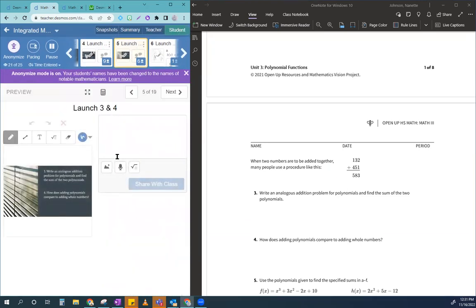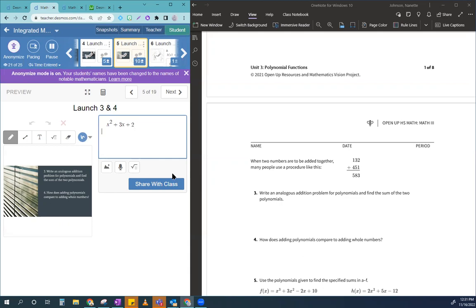So I'm going to write that. I'm going to make you write it for me. So how do I write 132 as a polynomial? I'm just pretending. How would you write an analogous polynomial for 132? You already have it. I just want you to say it out loud. Yeah, it's x squared plus 3x plus 2.